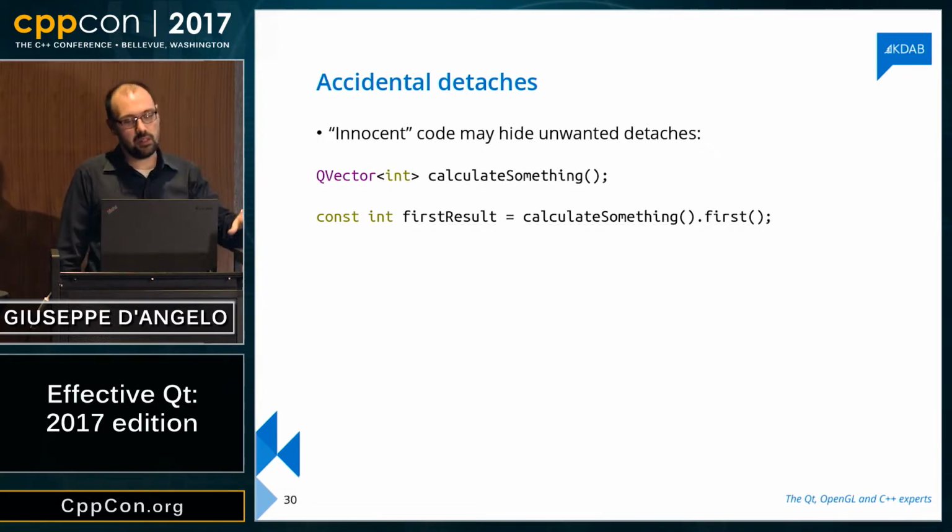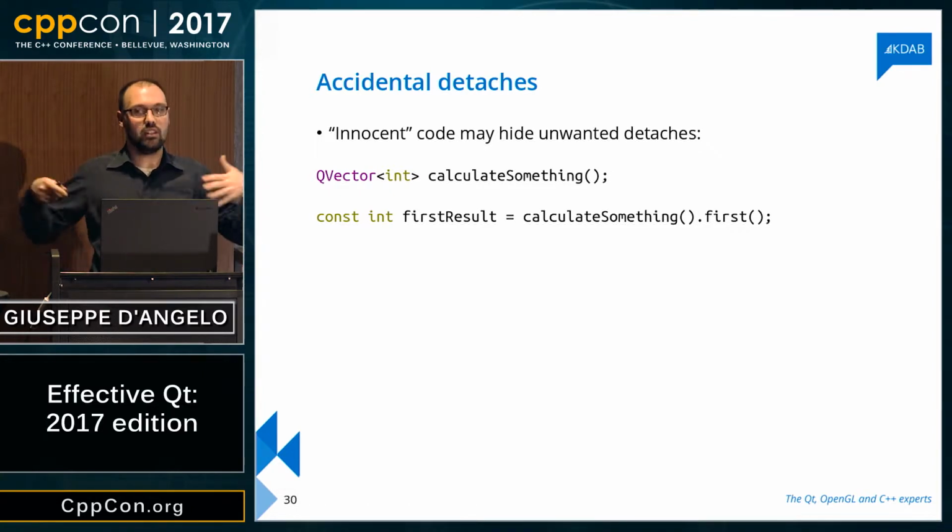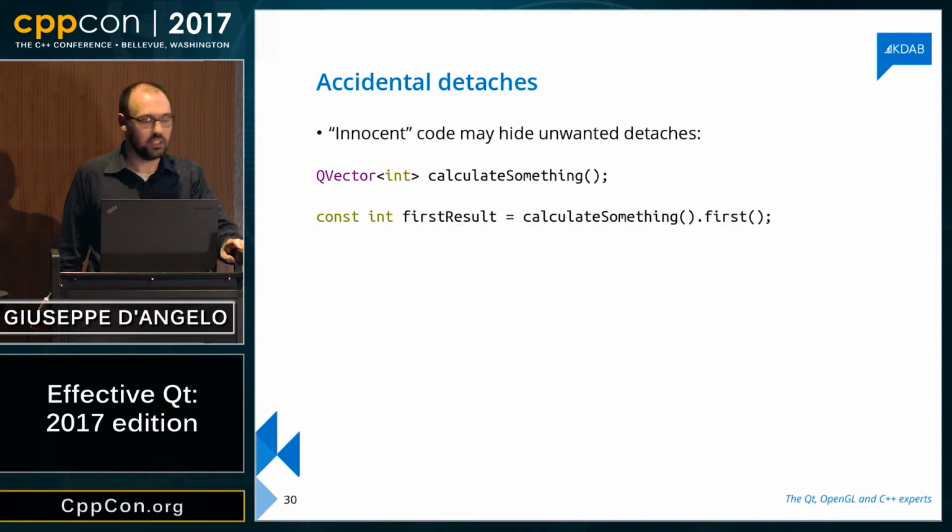I call calculate something, but I'm not really interested in having all the results. I just want the first one, so I just call first. If your container is like front instead of vector, that's the same thing. What's wrong with this code? Apparently nothing. Apparently this code works.